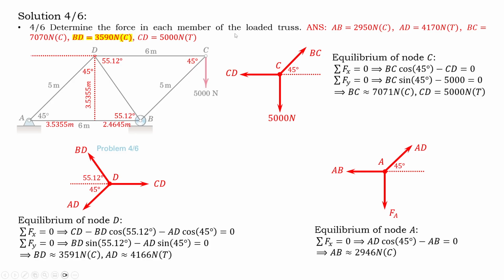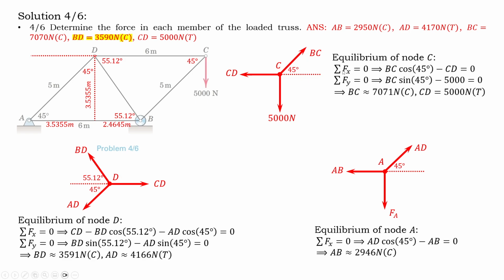Determine the force in each member of the loaded truss. So we have 5,000 newtons here. Let us write down the equilibrium of node C. So we have BC here, and we have DC here, and we have 5,000 newtons. 5,000 is downward, and CD is that way. And you can assume that BC is this way, okay?